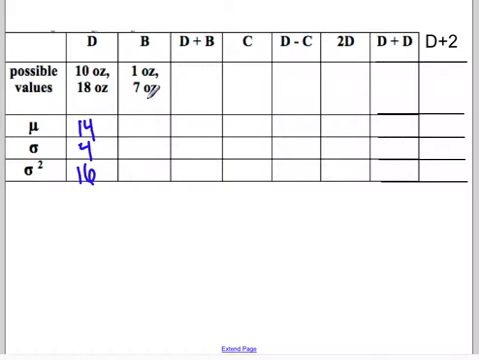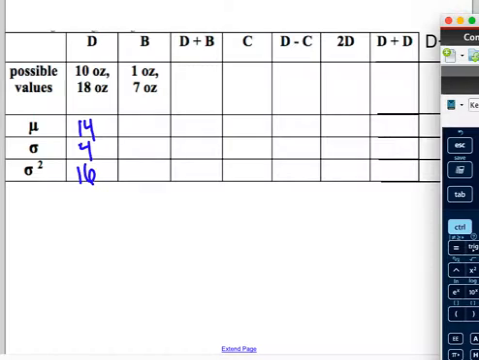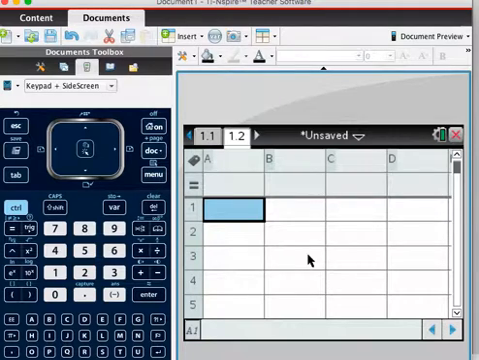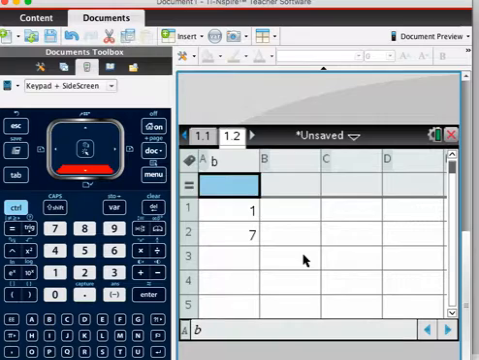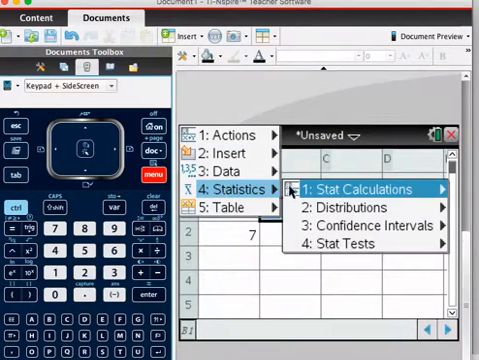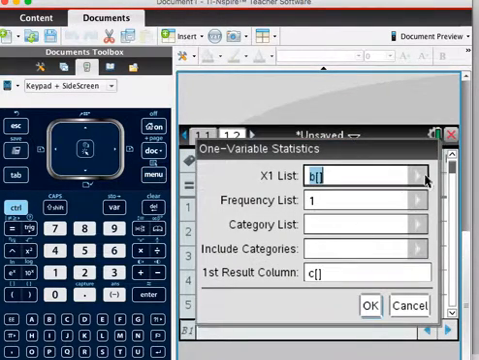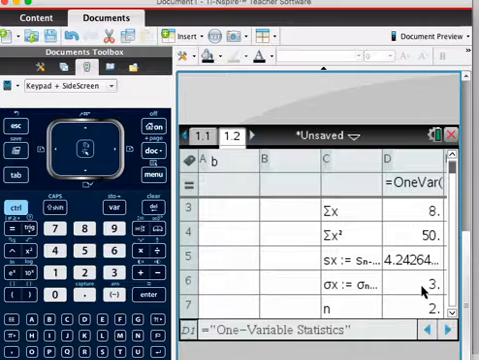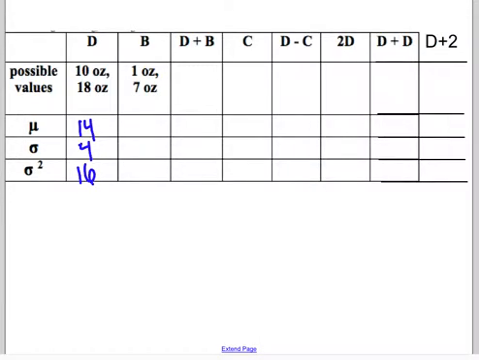They only offer a 1-ounce bun or a 7-ounce bun. So we're going to find the average, the standard deviation, and the variance for buns. I'm just going to make a new spreadsheet. So we're typing in 1 and 7, and these are the buns. We do Menu, Statistics, Stat Calculations, One Variable Stats, one list, and I called the list B for bun. Hit OK. The average for buns is 4, and the standard deviation is 3. So let's fill that in. Again, the average was 4. The standard deviation was 3, and square that to get the variance of 9.